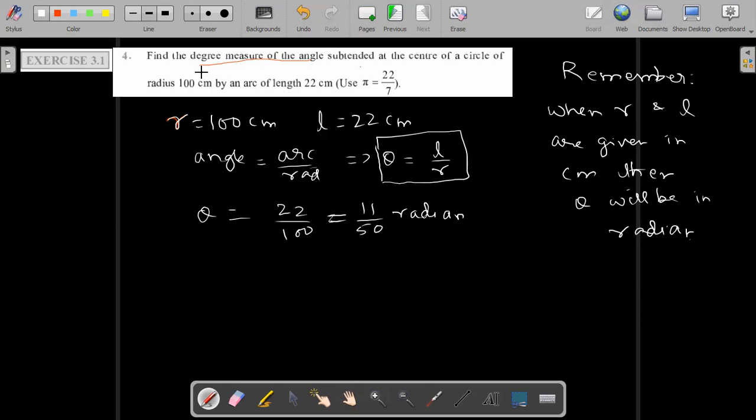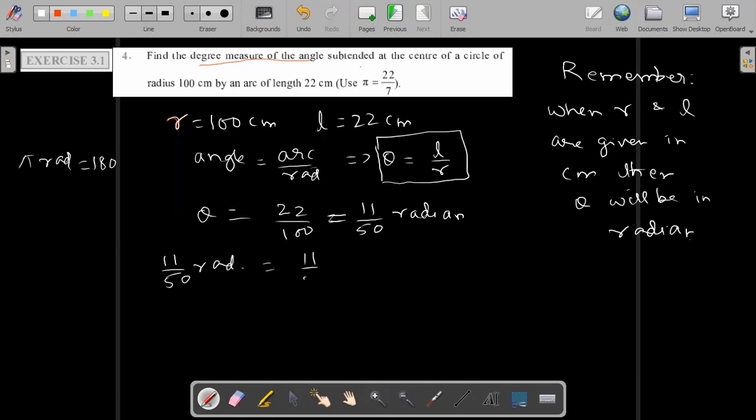If they would have asked about the radian, this would be the answer. But they asked to convert into degrees. Okay, so we have to convert radians into degrees. Pi radian is equal to 180 degrees. So 180 by pi. So 11 by 50 radian will be converted into degrees.